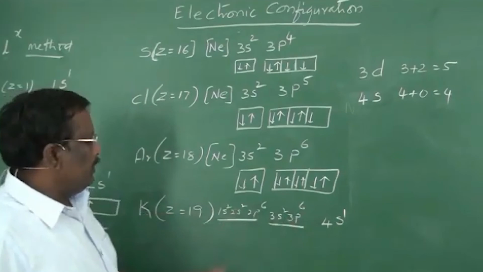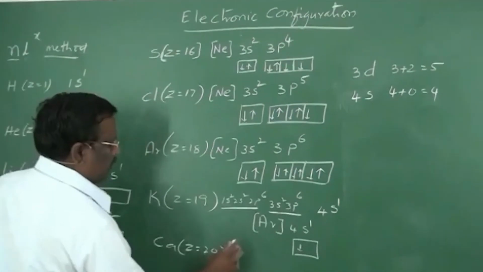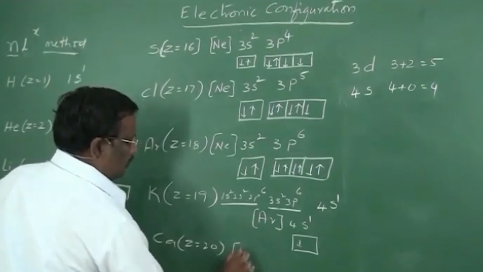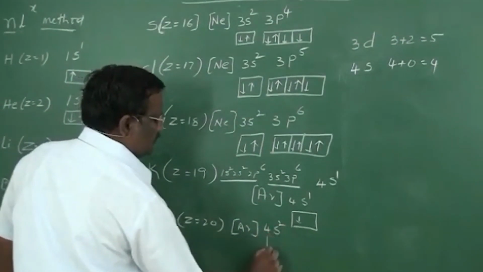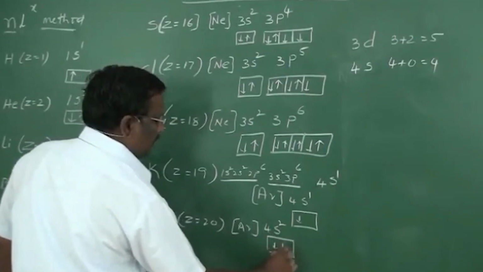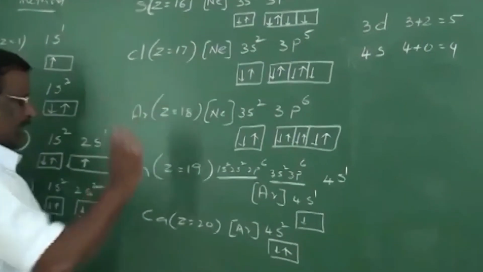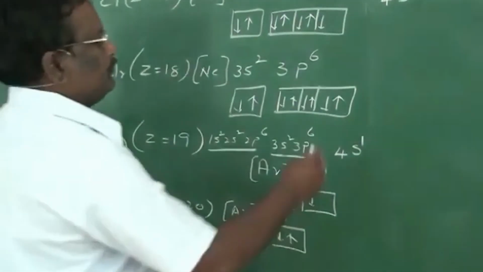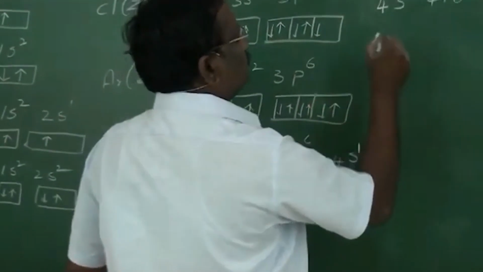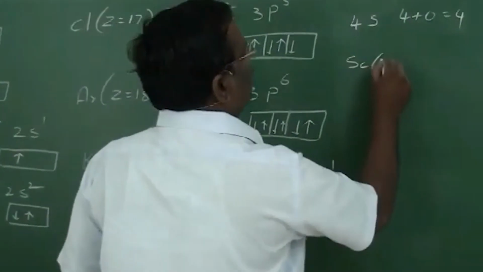Now after potassium we have calcium, 20. So argon 4s2, because the 4s orbital can accommodate 2 electrons. Now after calcium, the next element is scandium. Scandium atomic number is 21.